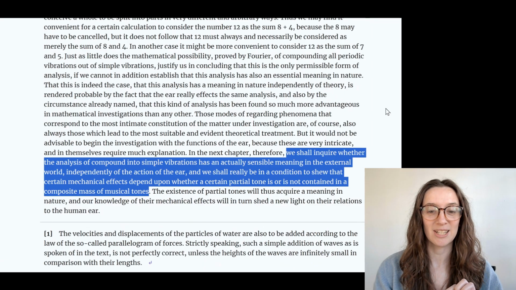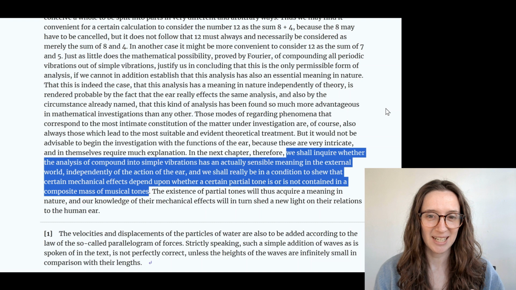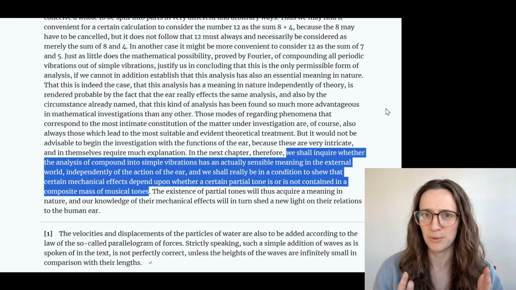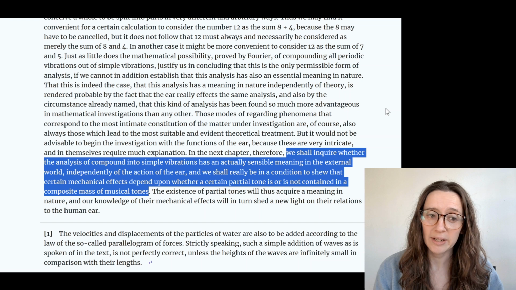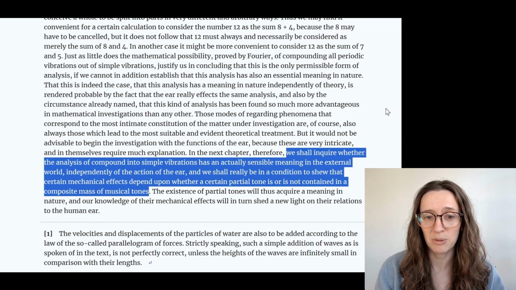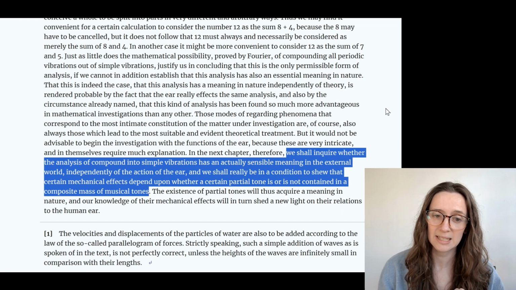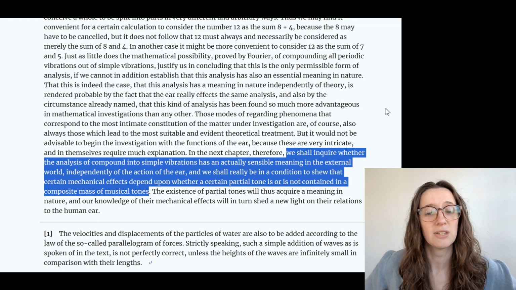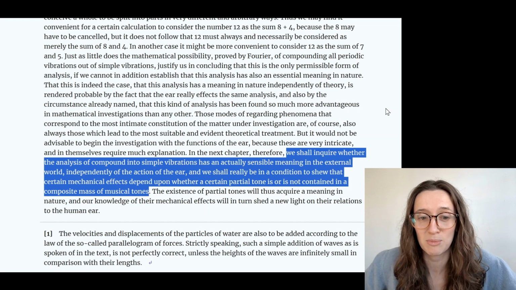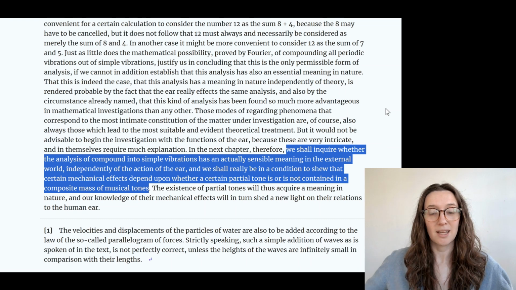He ends the chapter by saying that just because we can analyze any sound as a sum of simple pendular vibrations doesn't necessarily mean we should if we're trying to understand sound in nature and not sound mathematically. We shall inquire whether the analysis of compound into simple vibrations has any actual sensible meaning in the external world, independently of the action of the ear, and we shall really be in a condition to show that certain mathematical effects depend upon whether a certain partial tone is or is not contained in a composite mass of musical tones. And that's the end of chapter 2.